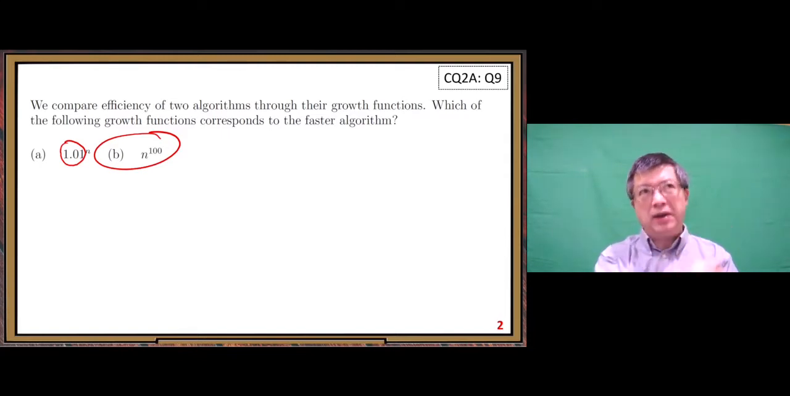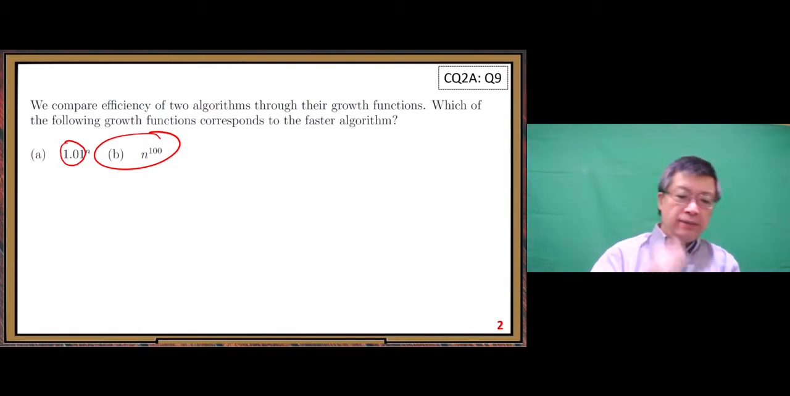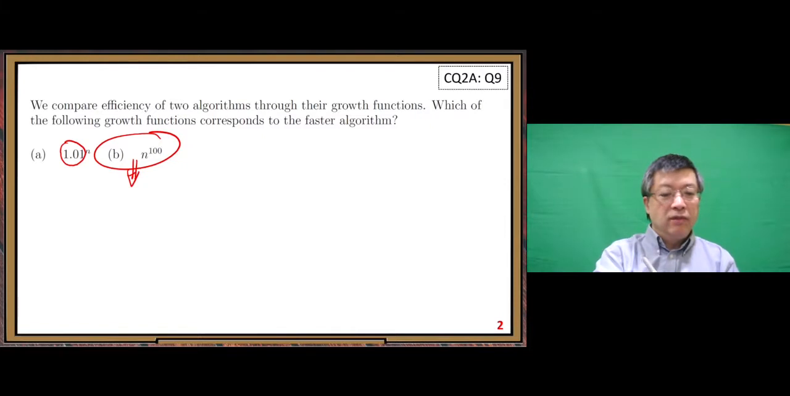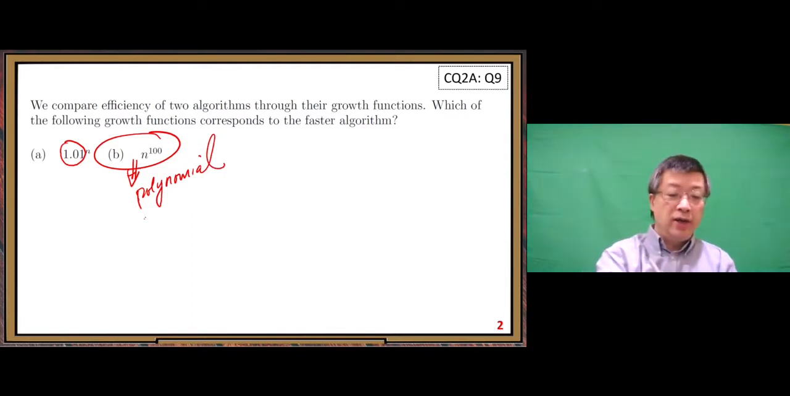Mathematically, we need to use math to help us make the decision, to help us fight against the wrong intuition. First, the math tells us even 100 is a relatively big number, n to the 100 is a pretty big power function, right? But it is a polynomial, right? It is a polynomial, all right.